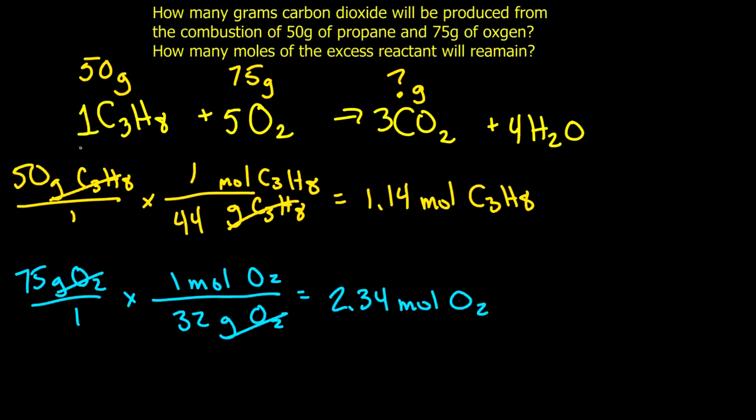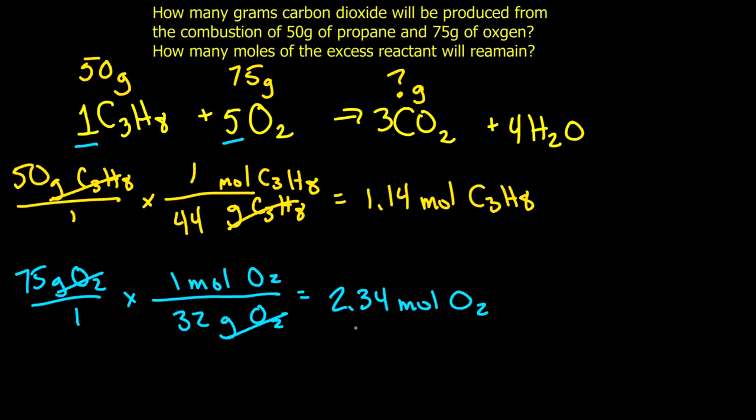I need 1 mole of propane for every 5 moles of oxygen. I need 5 times the amount of oxygen as propane. Well, if I got 1 mole of propane, that means I need at least 5 moles of oxygen, and I clearly don't have that. So I'm taking a guess that this oxygen is my limiting reactant. But let's do the math and check it just to make sure.